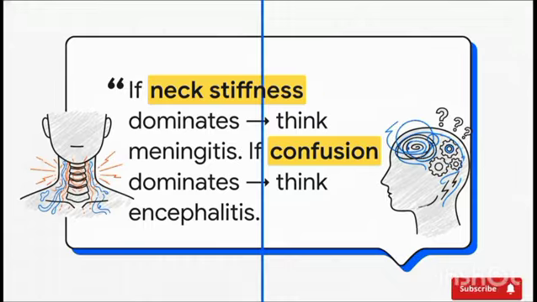So the whole thing really boils down to this simple but incredibly powerful clinical rule. If that stiff neck is the most dramatic thing you're seeing, you have to think meningitis. But if the patient's confusion or change in behavior is what's really standing out, you have got to think encephalitis.